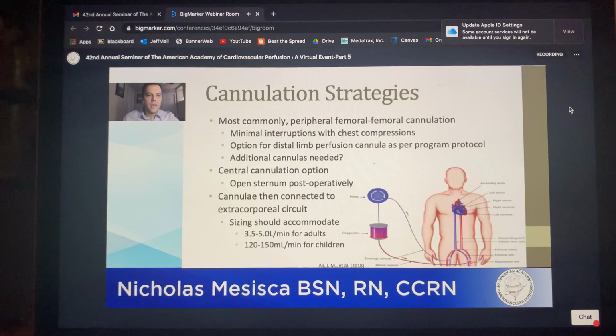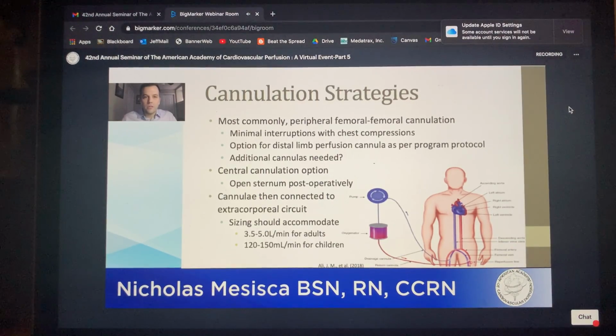Certain cannulation strategies that we have can vary here. Since initiating ECPR usually takes place during high intensity code situations, usually with chest compressions going on and lots of moving bodies in the room, typically femoral cannulation, also known as peripheral cannulation, is the most commonly used cannulation strategy. Utilizing this strategy provides minimal interruptions in chest compressions, limiting that no flow period of time.